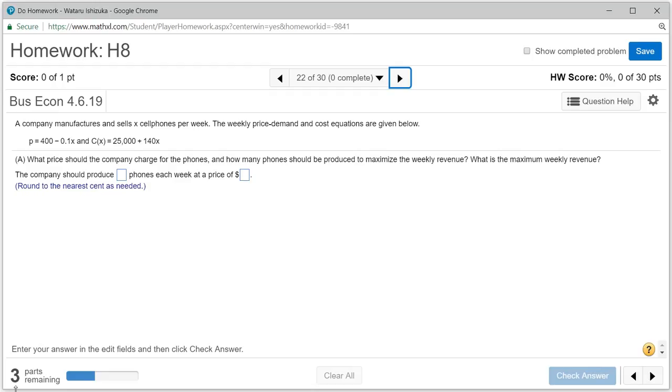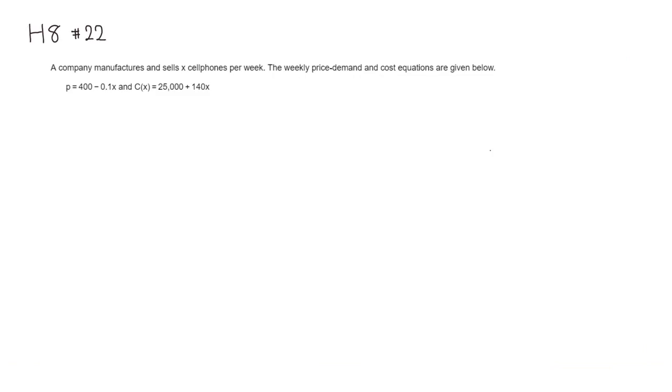Alright, let's look at homework 8, problem number 22. We have a price function and also a cost function. For part A, we want to find a price so that we can maximize the weekly revenue. So let's do that.